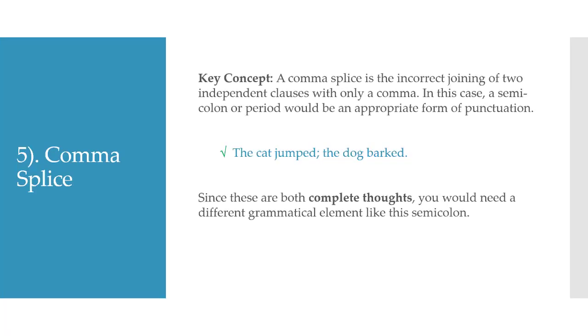Error 5. The comma splice. A comma splice is the incorrect joining of two independent clauses with only a comma. In this case, a semicolon or period would be an appropriate form of punctuation. Alternatively, you could add in a conjunction after the comma like we saw in error 1.